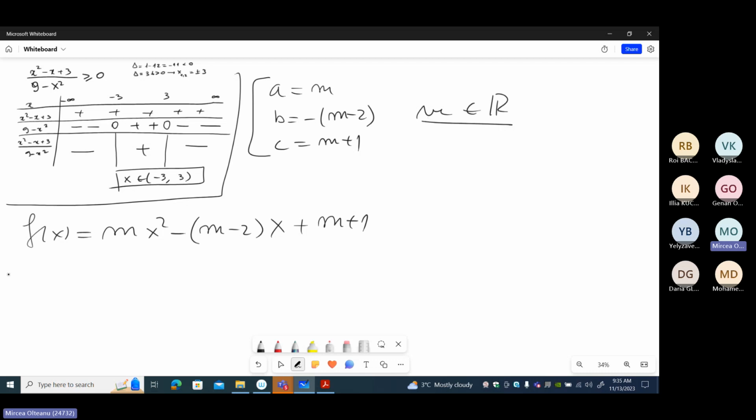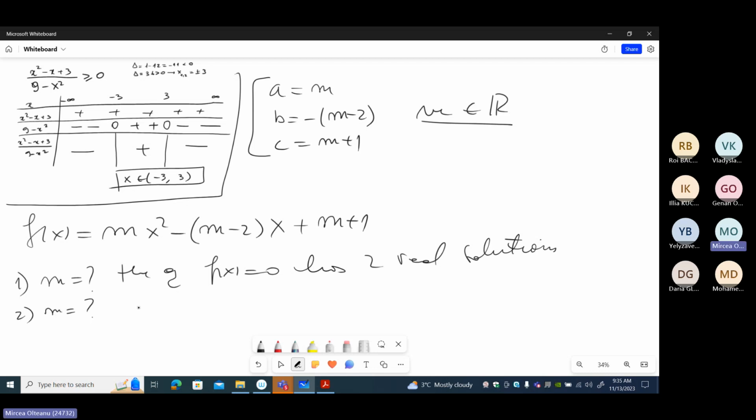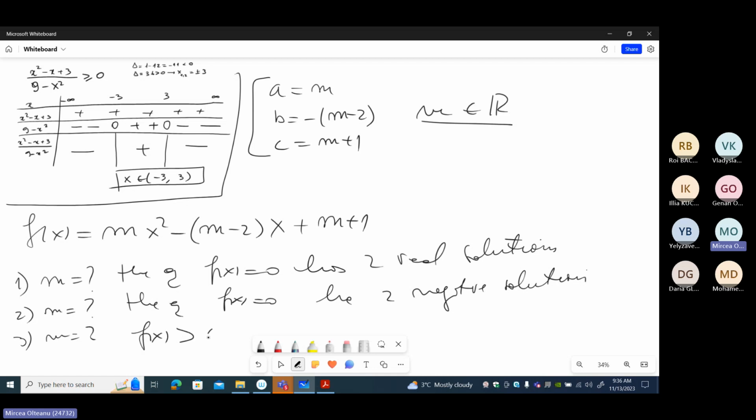And now the questions. The first question is the following. For what values of m does the equation f of x equals 0 have two real solutions? The second question: for what values of m does the equation f of x equals 0 have two negative solutions? And the last one: for what values of m is f of x strictly greater than 0 for all real x?